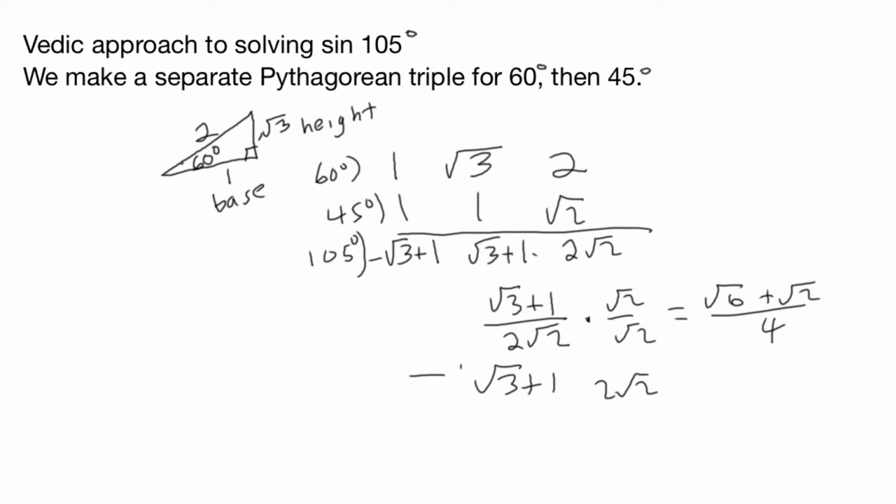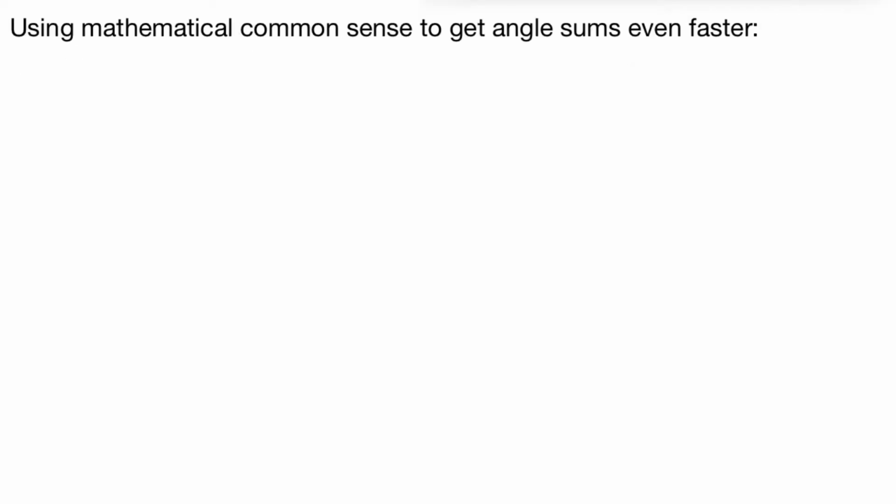I want to make a digression first. If you use a little bit of creativity and originality, you can find that some angles that go beyond quadrant 1, you don't have to add anything. You could do something that's even faster. You can ask yourself 2 questions. What is the reference angle of that angle, and what is the quadrant of that angle?